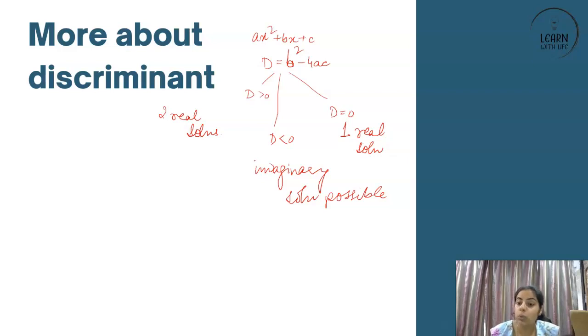Now, two real solutions and that too unequal. One real solution, but a quadratic must have two solutions. So that means both are equal. Got it?